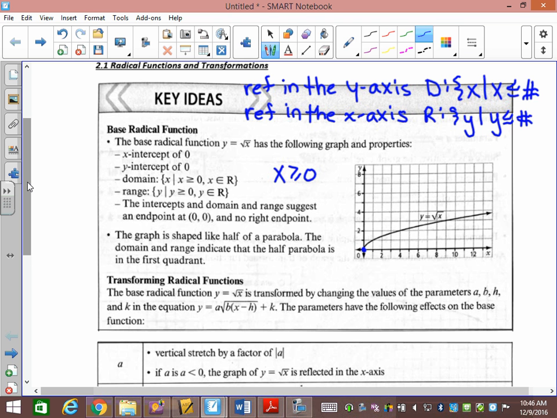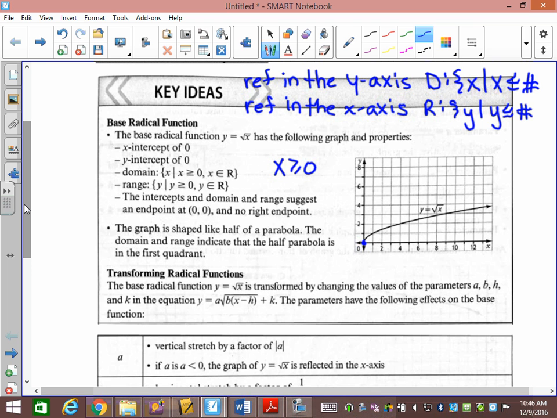The graph is shaped like half of a parabola. The domain and range indicate that half the parabola is in the first quadrant for this one. And then we're going to deal with transforming radical functions.